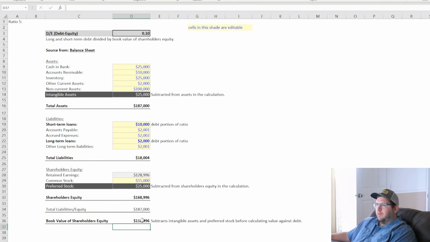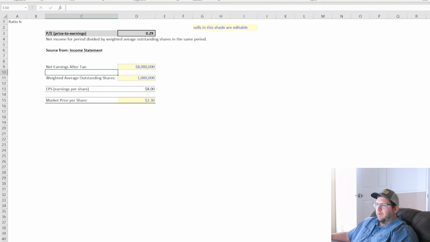So really this could be assets minus liabilities, which is just, again, you could do assets minus liabilities, is this number. However, we don't want to include the intangibles, we don't want to include preferred stock. And then we just divide the short and long-term debt by that. There's your ratio. So, pretty simple.